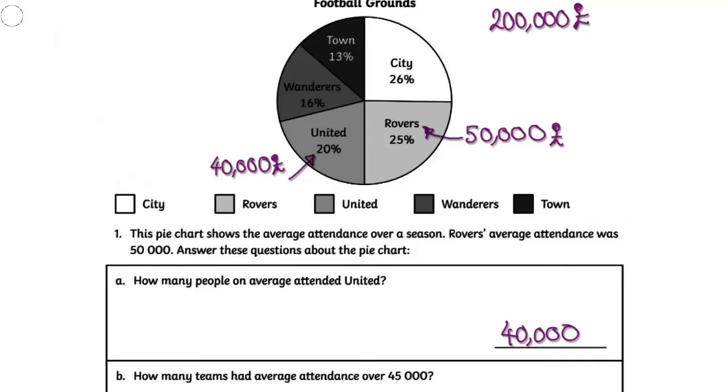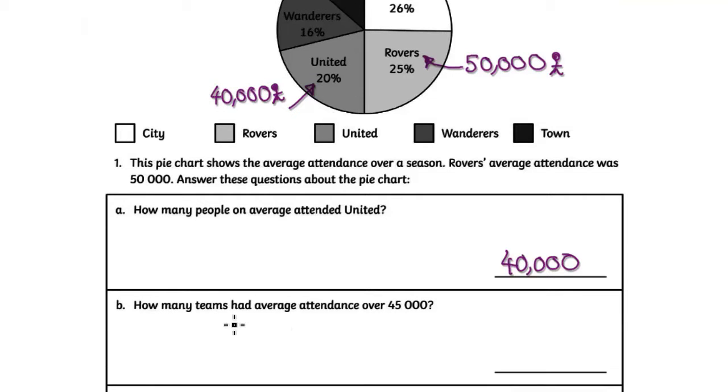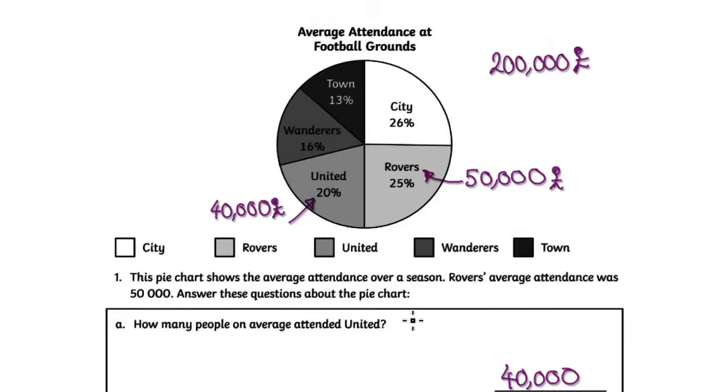So the next question is how many teams had average attendance over 45,000? So hang on, let's look at this. Over 45. Well, with 25 pieces, this is over for sure. This is over 45,000. Well, if 25 is already over 50,000, then 26 pieces would definitely be over 45,000. So we know for sure this team is over 45,000.